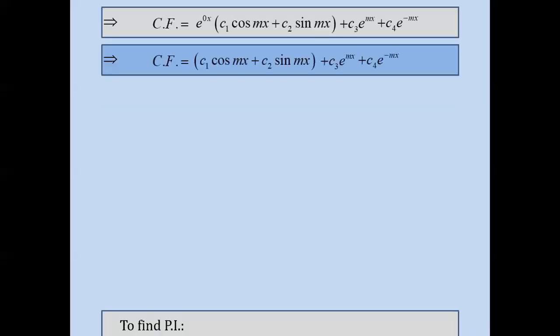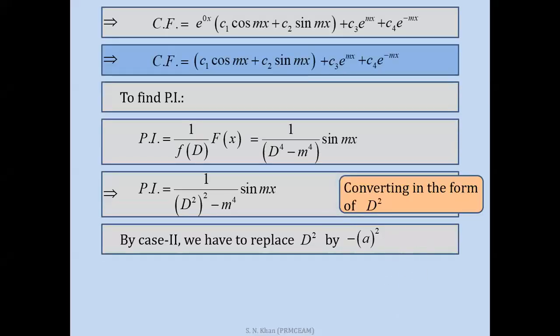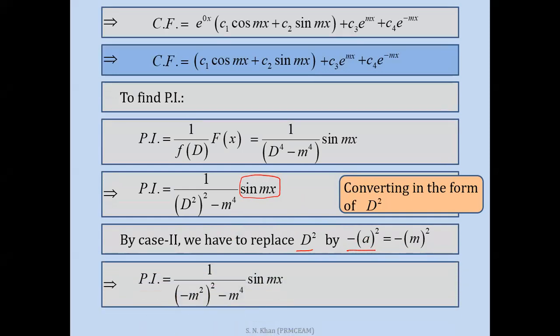We got here the term of d square. So now by using case number 2, we have to replace d square by minus of a square. So what is a here? A is the coefficient of x in the angle of that sine function. So it will become d square equal to minus of m square. So applying this value, we will get here PI equals to 1 upon minus m square.